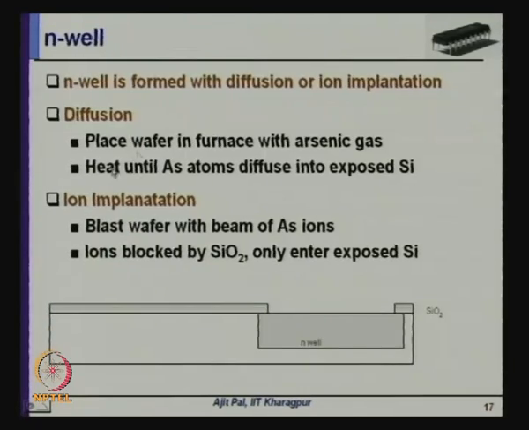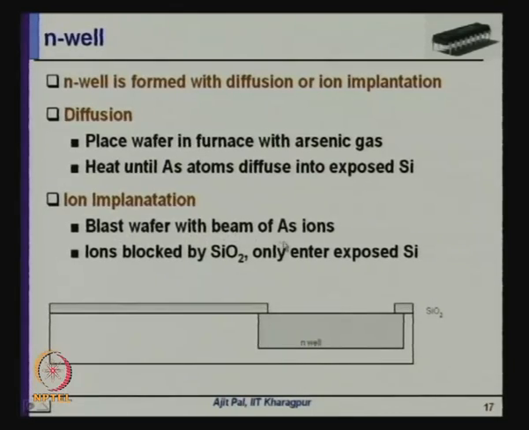So, these are the two steps: place the wafer in a furnace with arsenic gas, which is the dopant used for the creation of the N-well, and heat until arsenic atoms diffuse into the exposed silicon. This is the drive-in process. Another alternative, as I told, is ion implantation. Either of the two can be used.